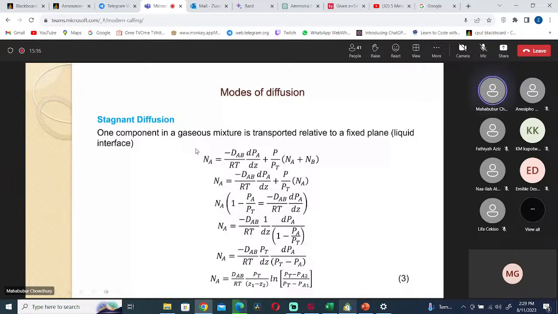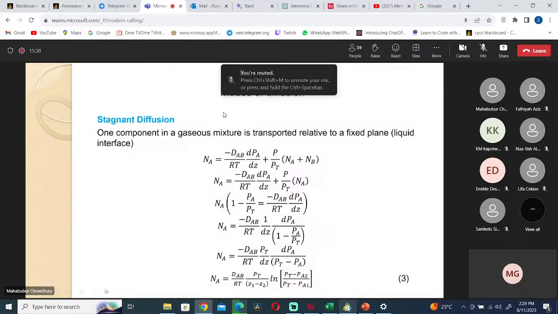And Z1 minus Z2 is basically the thickness, the difference between the two. Then you have your DAB, which is the diffusivity coefficient, R is the universal gas constant, and T is the temperature. So when you have a stagnant diffusion problem to solve, the first thing you do is write down this equation, because the other one is in terms of derivation. You can sit and try to derive it yourself, and it's nothing difficult at all.